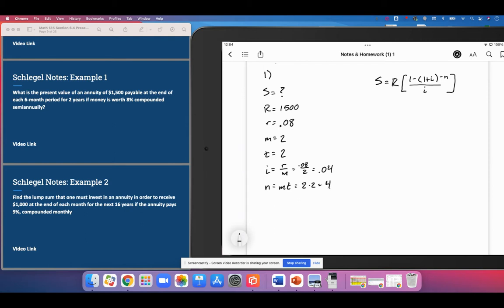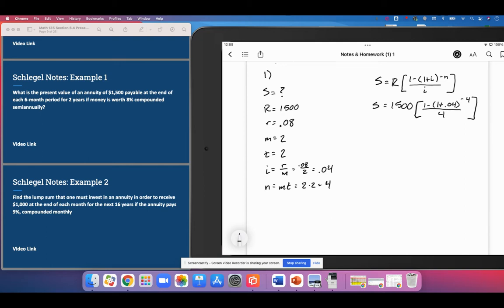So we are looking for S in this case. R is 1,500. 1 minus 1 plus I, where I is 0.04. And notice the negative sign on the N up there, everyone. We've got to make sure that that negative sign doesn't get lost. Negative 4 over 4.